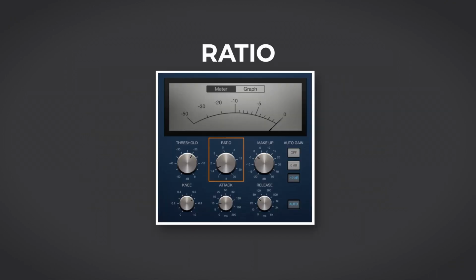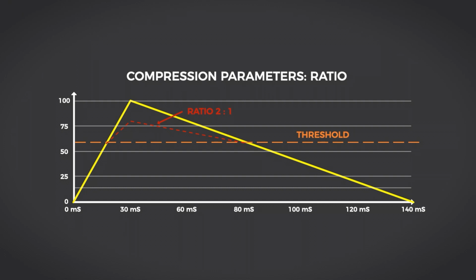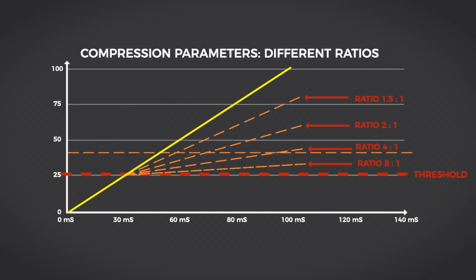Ratio. Ratio determines how much louder a signal can get once it has passed through the threshold point. A ratio of 2 to 1 means that a signal which would have become 2 dB louder can now only increase in volume by 1 dB. A 4 to 1 ratio means that signals would have had to become 4 dB louder, only now to rise by 1 dB. The higher the ratio, the harder the compressor is working to attenuate or cut volume.